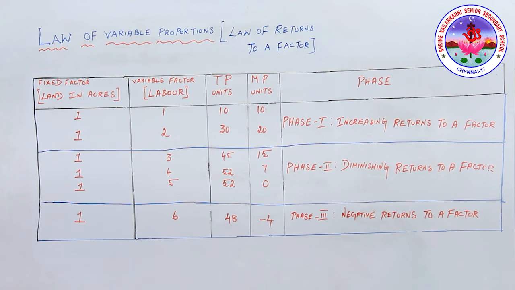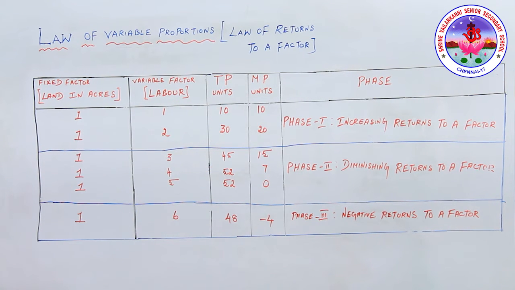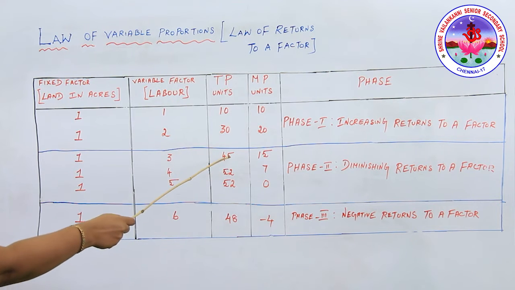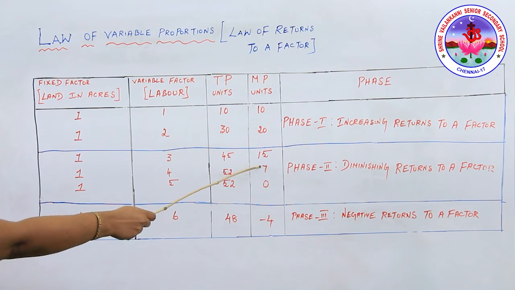Now, coming to the next one, the diminishing returns to a factor. Again, the land is a fixed factor. The labor has increased to 3. Okay, how many units are they producing? They are producing 45 units. Again, what is the MP? Again, what will you be doing? 45 minus 30, you'll get 15.